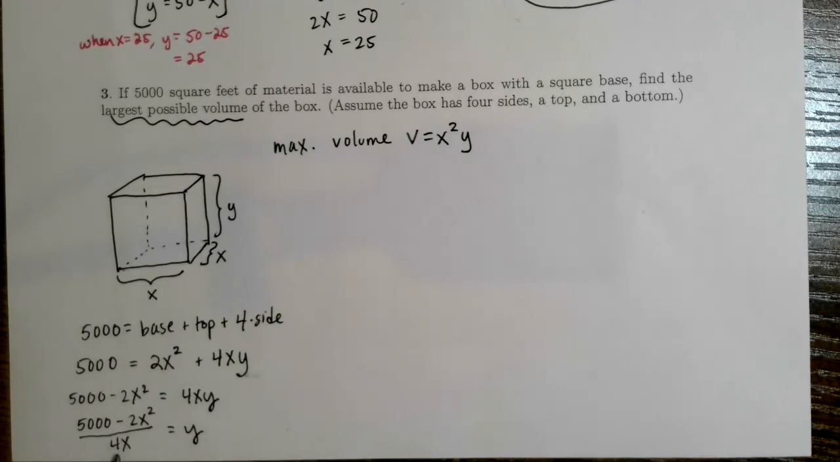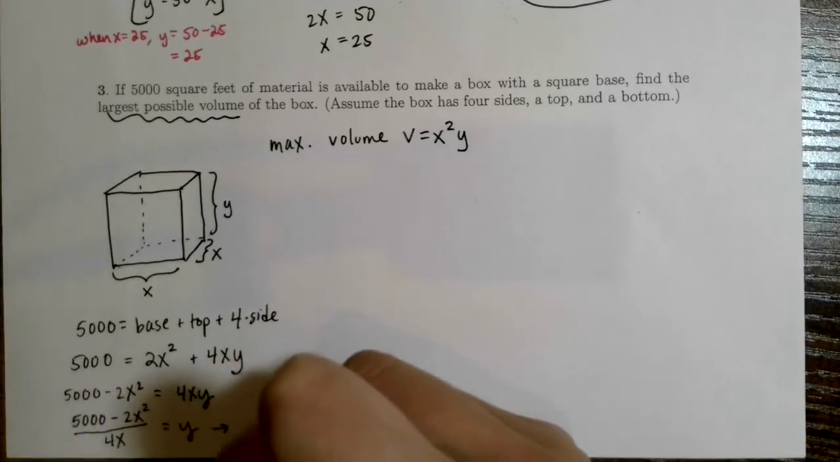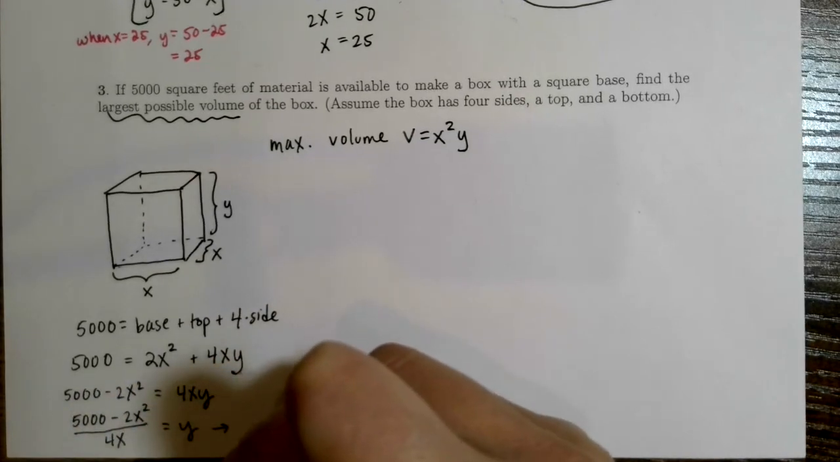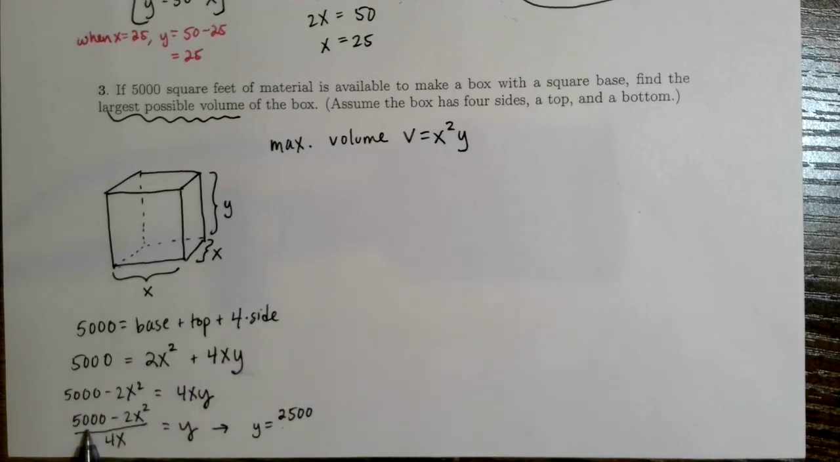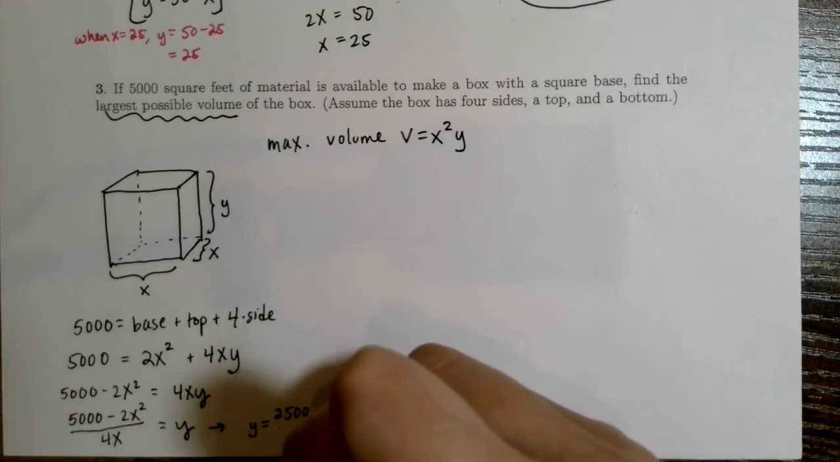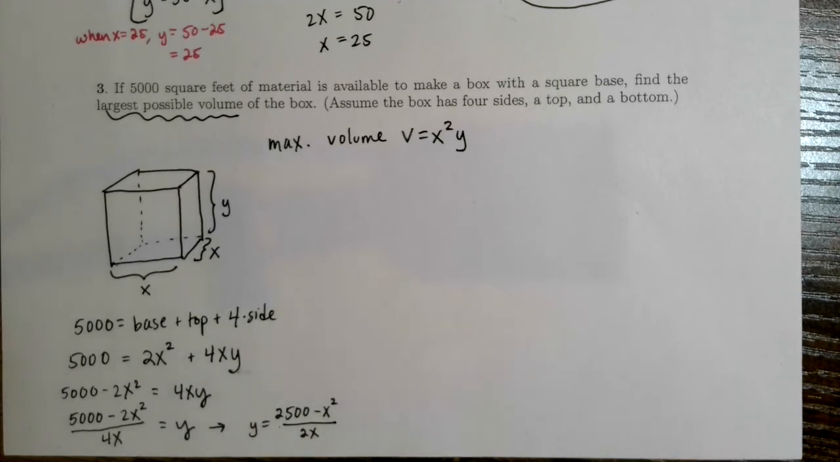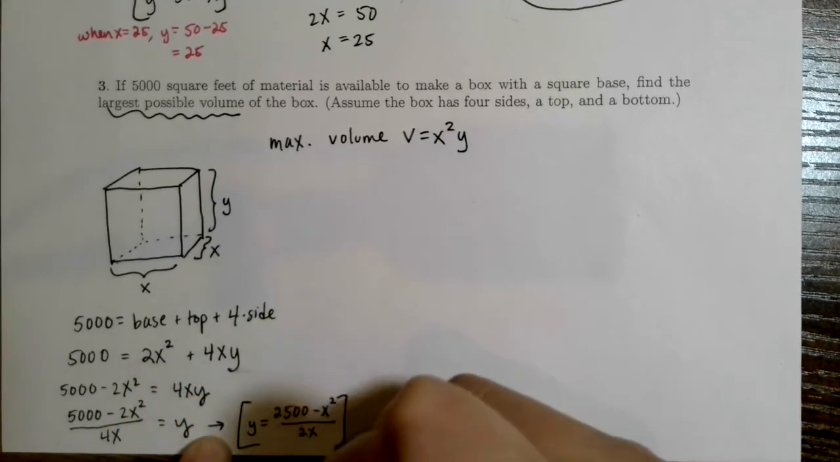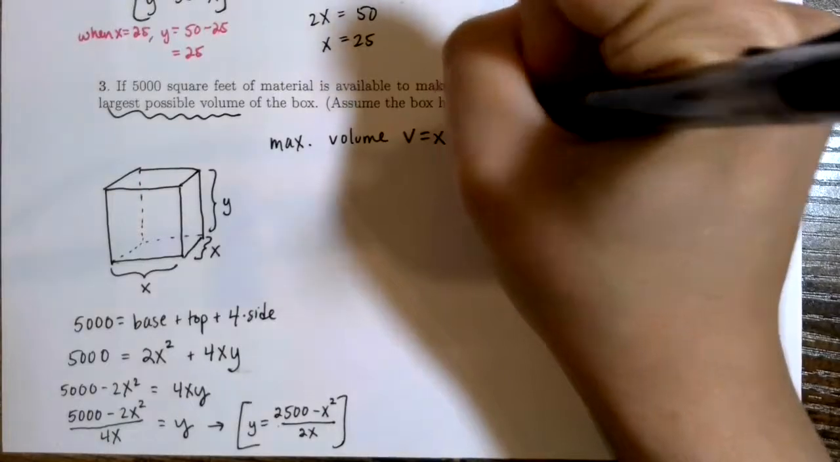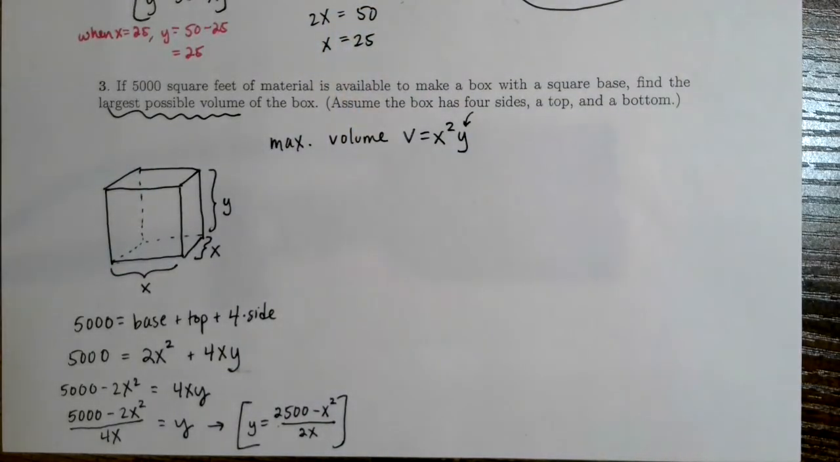You can leave it in this form. It's not really going to get pretty. One thing you might notice is that all 3 of these terms could be divided by 2. So let's go one more step. And we'll say Y equals 2,500. So that's 5,000 divided by 2 minus X squared over 2X. So that's going to be my constraint. And that's what I'm going to plug in for X, right? Or sorry, for Y in this formula here. And like I said, it'll be messier than everything we've done so far, but the steps are the same, so we'll just be careful.